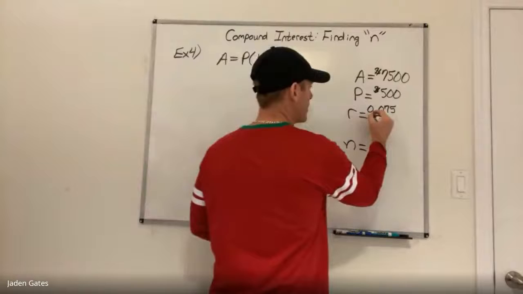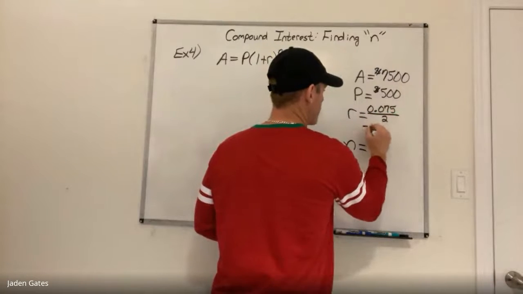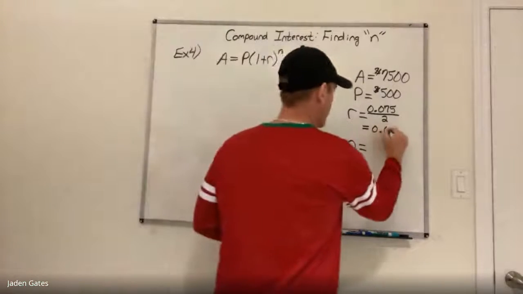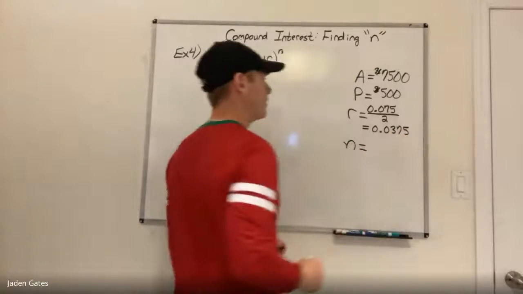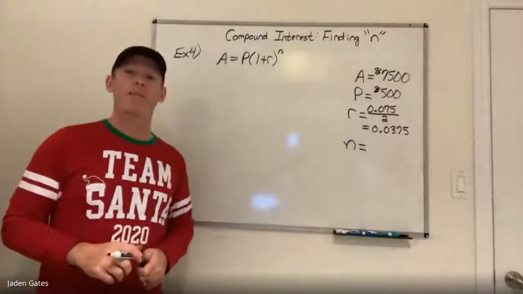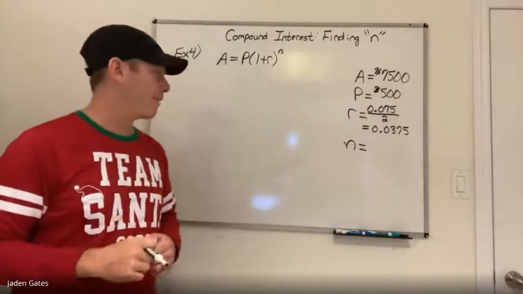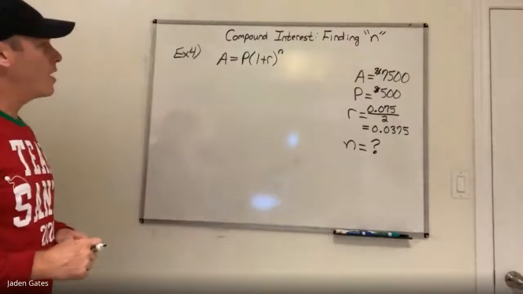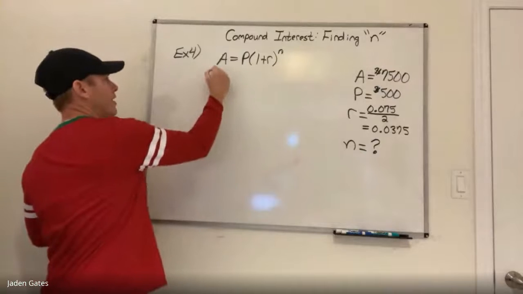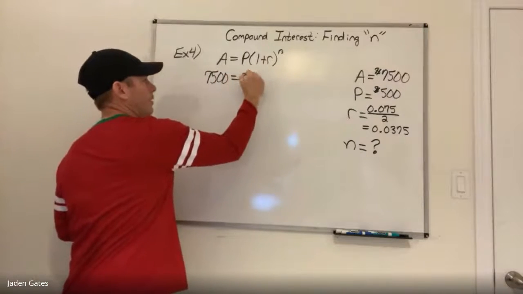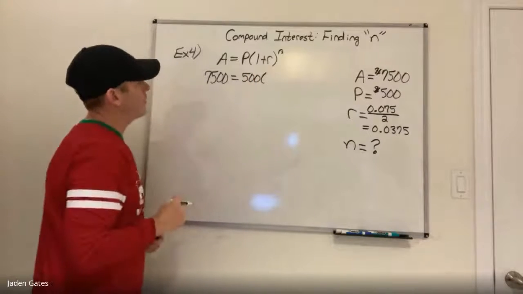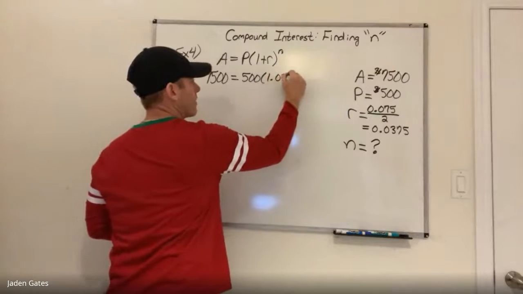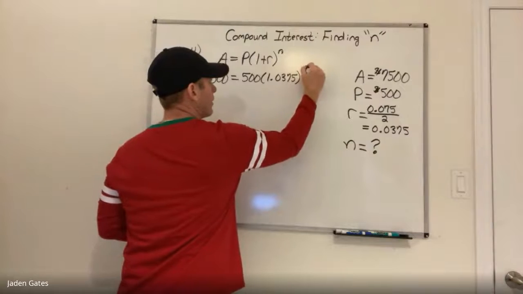All right, so I take that 0.075, I divide it by 2. I'm going to get 0.0375. All right, so that's that interest rate. That's my semi-annual interest rate, because again, it's twice a year, cut it into half. And once again, we are trying to find n. All right, so now, once again, I'm going to substitute my values in. And see here. So I have 500 is my principal, my interest rate plus 1. So I have 1.0375 to the power of n.